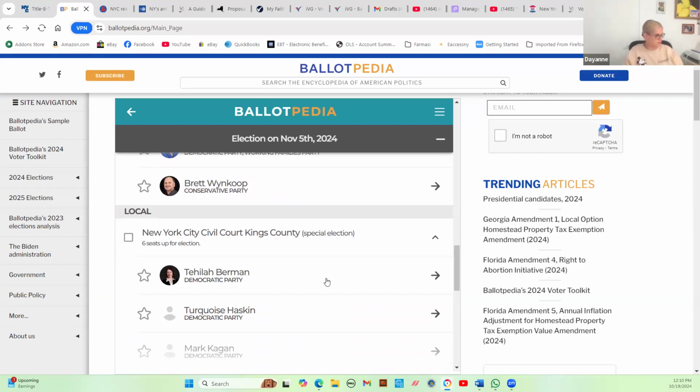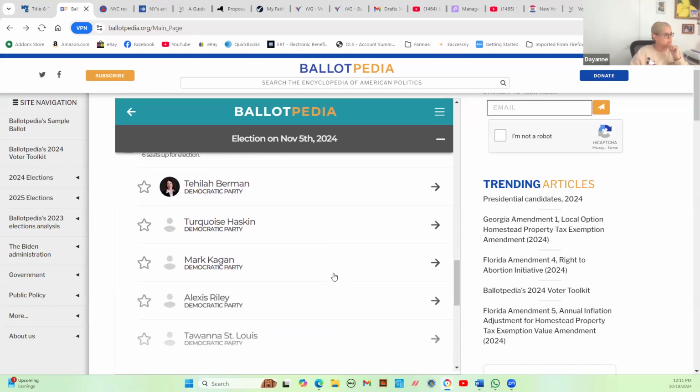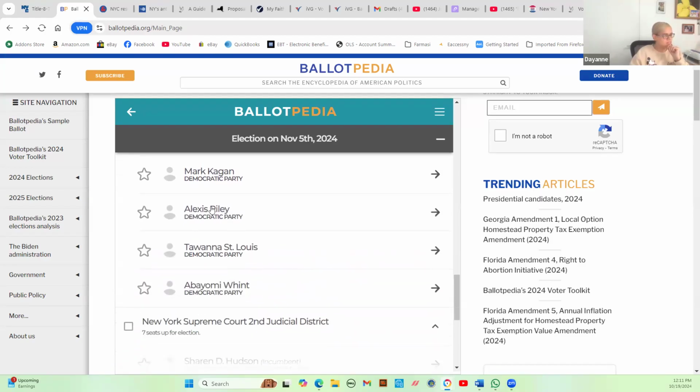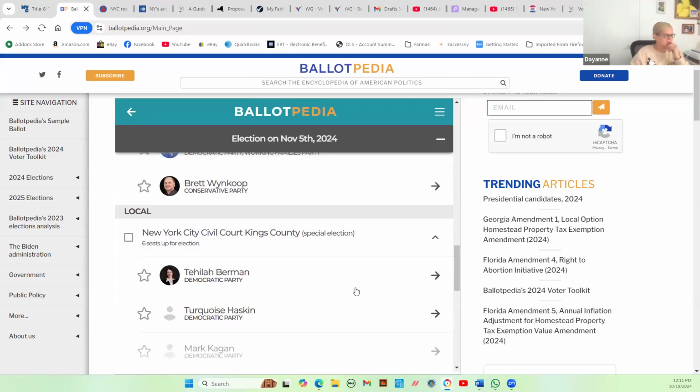All right. So New York City Civil Court, Kings County, six seats up for re-election. We've got six seats up for civil court for re-election. Who any of these individuals are, I do not know. She seems to be on the more popular front. So let's do something here. I'm just going to take two as an example, and provide you with some information based upon what I've researched.